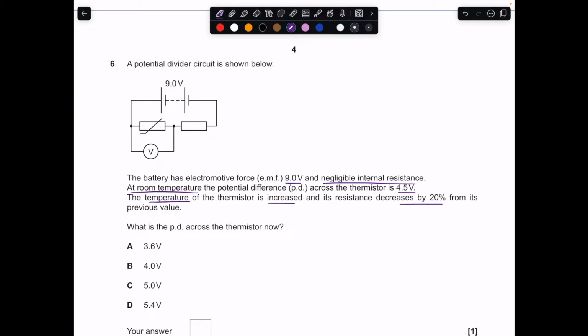Okay, so we know a very good equation for this. We know that V out, which is the reading on the voltmeter here, is given by R2 over R1 plus R2 times V in, which is 9. Let's say that originally, at room temperature, this was R2 and this is R1, and because the potential difference across the thermistor is 4.5 volts, it is going to be 4.5 volts here as well, which means that the resistance is going to be the same in both of them at room temperature.